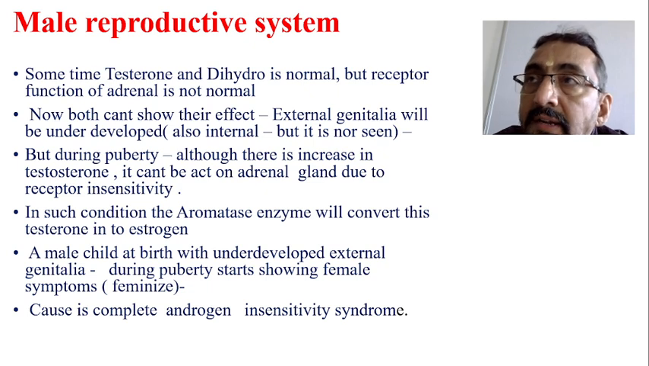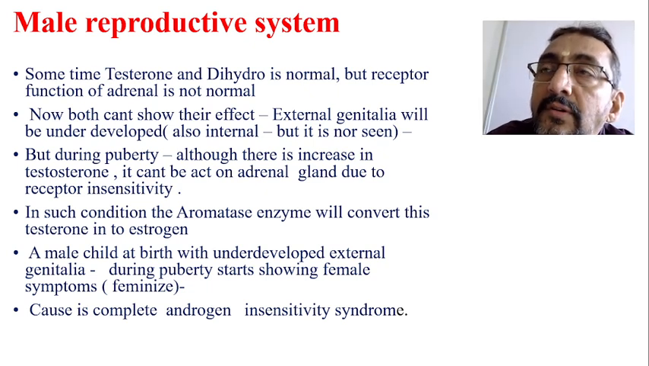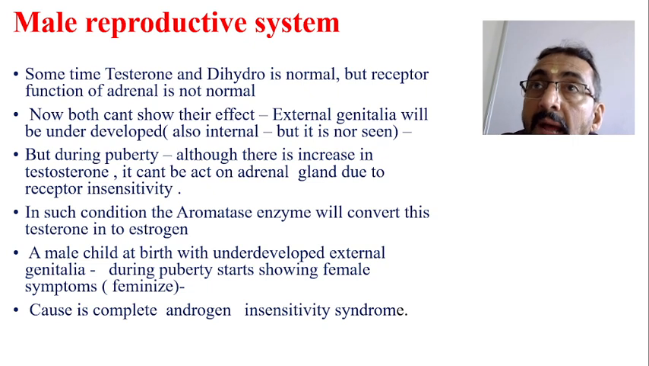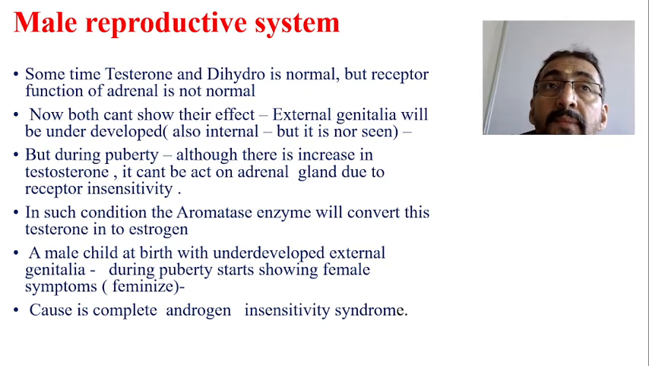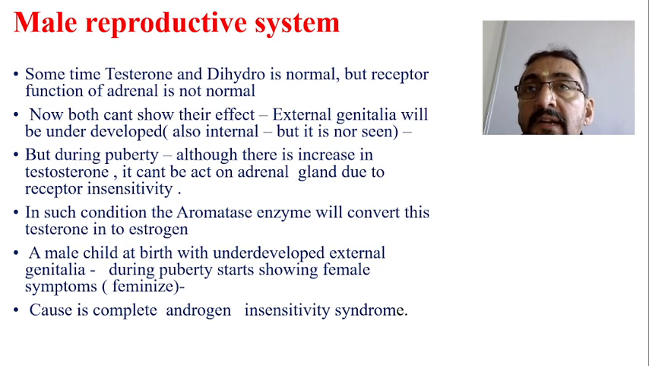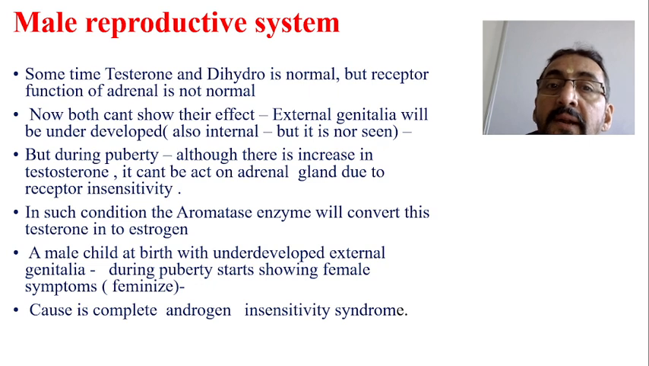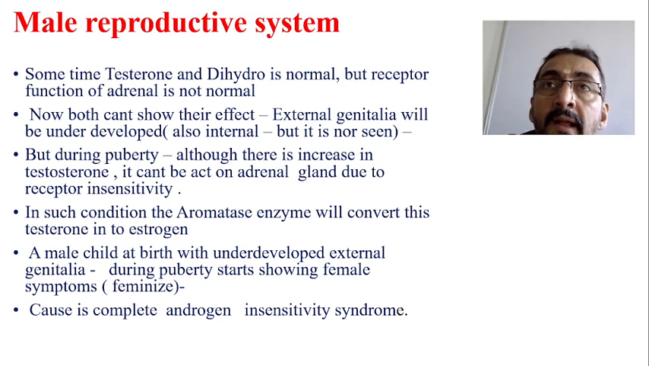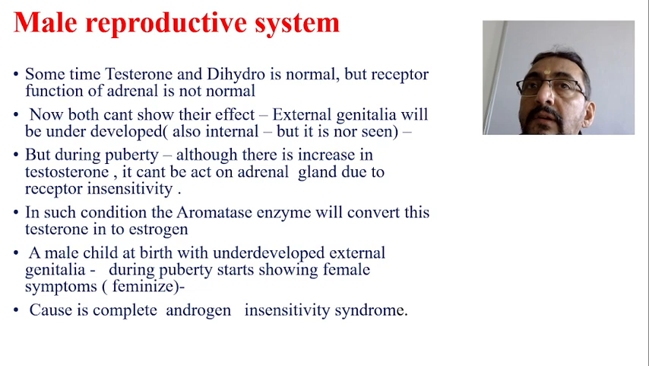You take another condition where testosterone is also normal, this particular reductase enzyme is also normal, and dihydro is also normal. But to have the proper function, to have the proper development of external genital organs or internal genital organs, only testosterone and dihydrotestosterone is not sufficient. What is the thing? They should act on the adrenal gland also. That means they are having receptors in the adrenal gland, and they have to go and bind to the adrenal gland, and from there onwards the further process of formation of the external and internal genital organs will be continued.